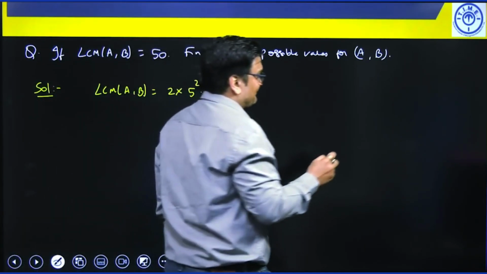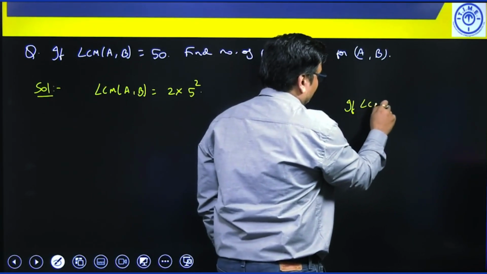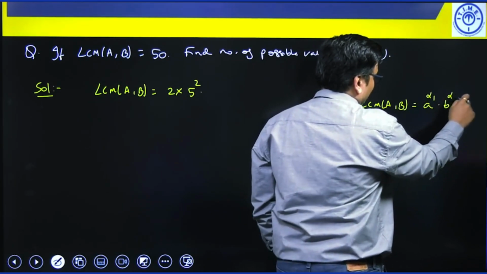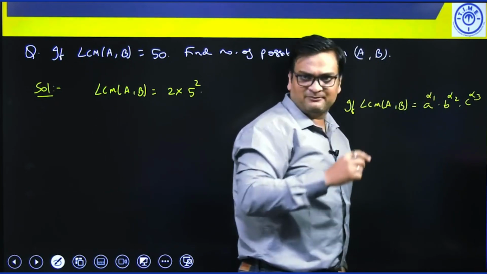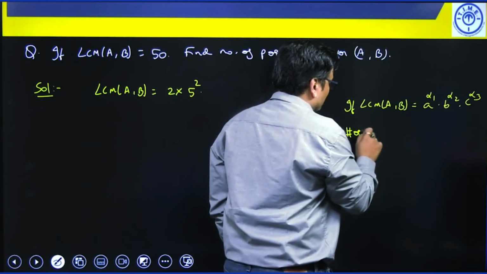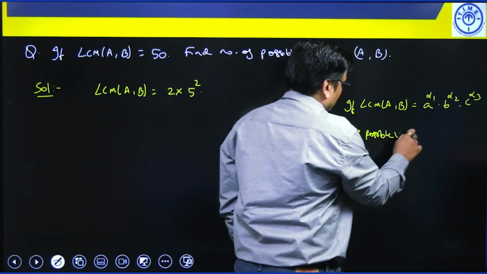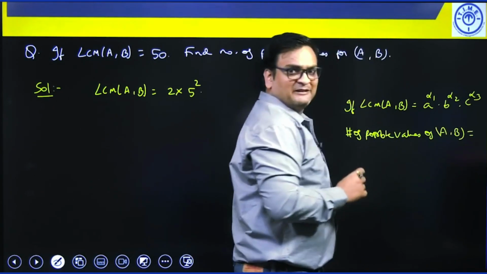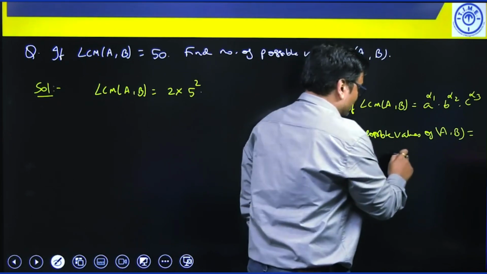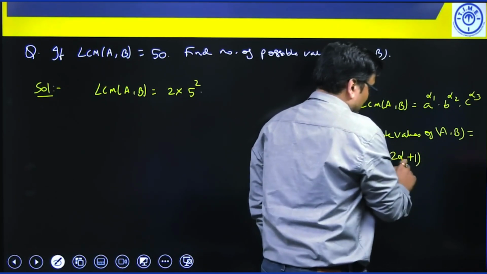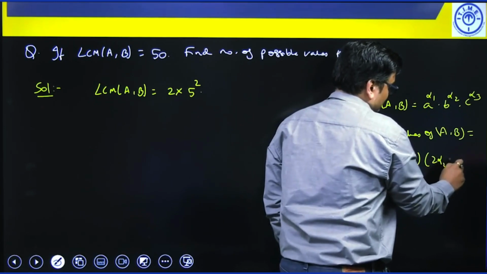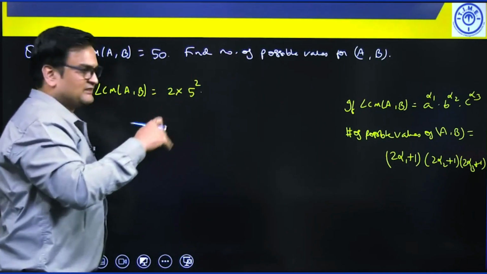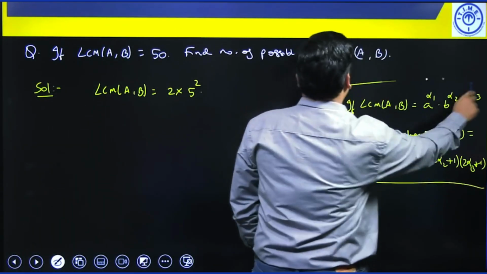The formula is this: if LCM of A comma B is equal to A to the power alpha 1, B to the power alpha 2, C to the power alpha 3, where A, B, C are prime numbers, suppose, then the number of possible values for A comma B will be equal to: you look at the power alpha 1, you take twice of that plus 1. Power alpha 2, twice of that plus 1. Similarly, plus 1. That is how you get to the answer. That is the trick, that is the formula.